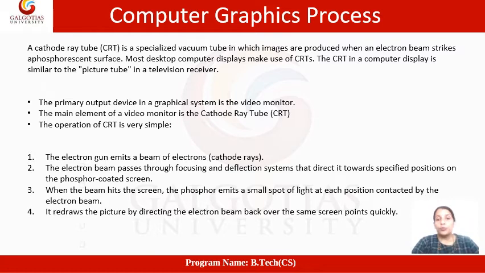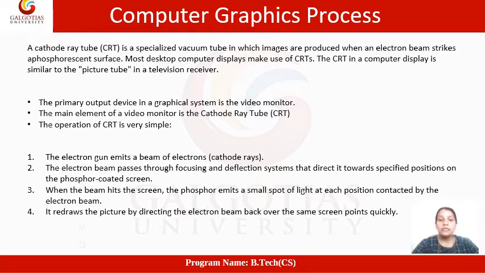The primary output device in a graphical system is the monitor, video monitor. Okay, the main element of a video monitor is the cathode ray tube. The operation of CRT is very simple. First is the electron gun. That electron we also studied in physics as well. The electron gun emits a beam of electrons, cathode rays. The electron beam passes through the focusing and deflection systems that direct it towards the specified positions on the phosphor coated screen.